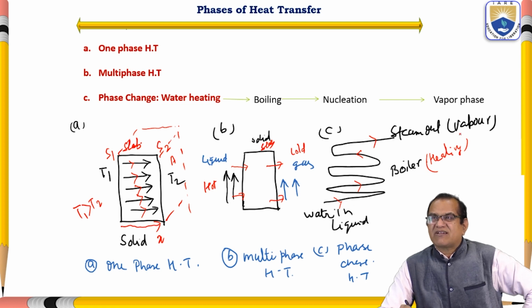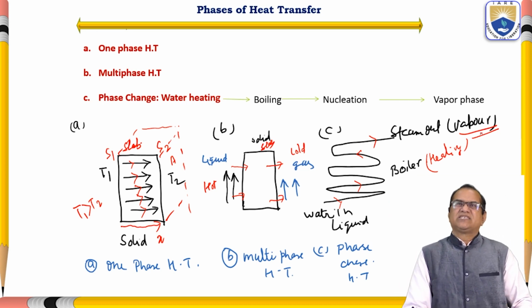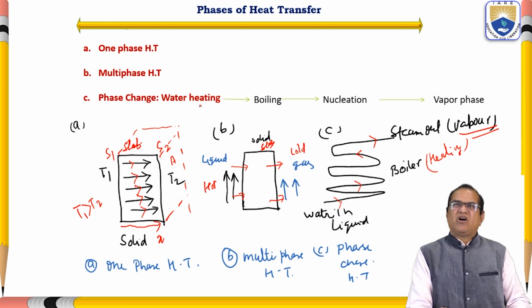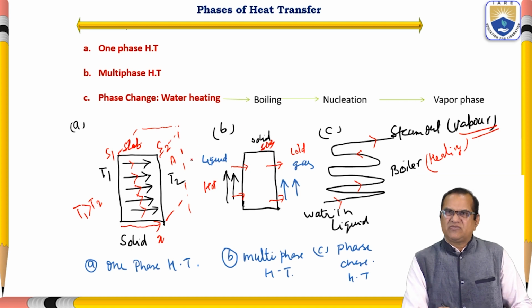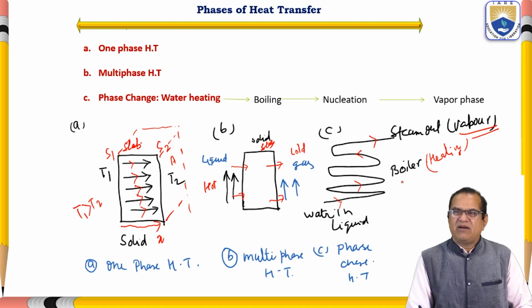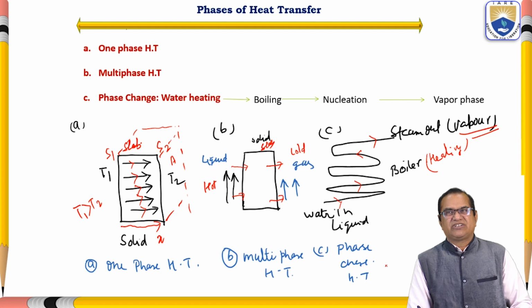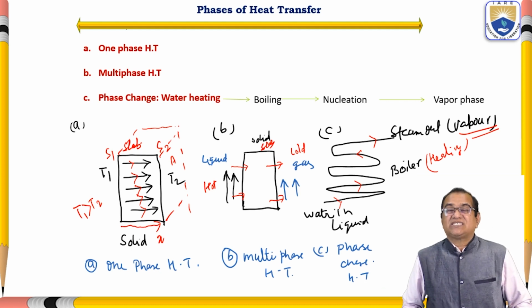So this liquid is converted to vapor, and it can also be from ice to water and from water to vapor. Like this, the different phases are there: one phase, multi-phase, and phase change, from water heating to boiling to nucleation and the vapor phase. All three are shown in the diagram very clearly. So these are the three types of heat transfer, and they are called the phases of heat transfer.